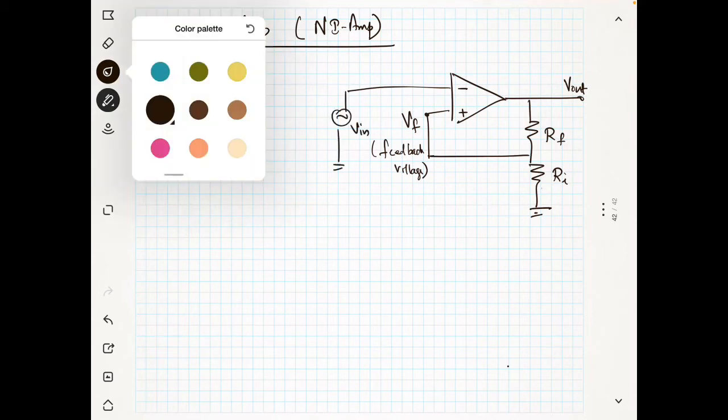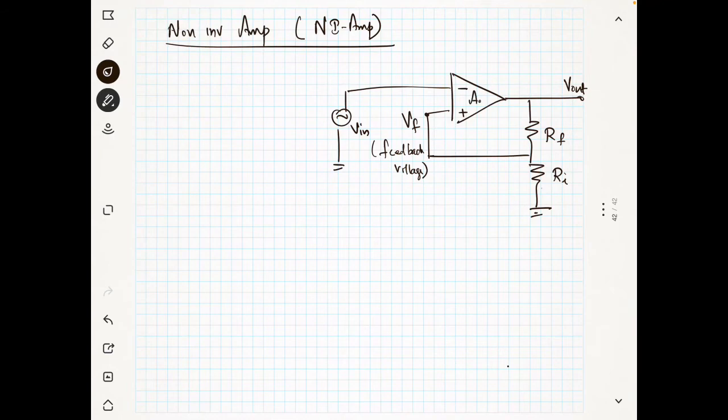Now for the amplifier, we have the open loop gain. We want to find the closed loop gain. My V out will be equal to, I have a voltage difference here, VD, between these two terminals. So VD multiplied with the open loop gain, that is my V out. But what is my VD? I will calculate the VD.